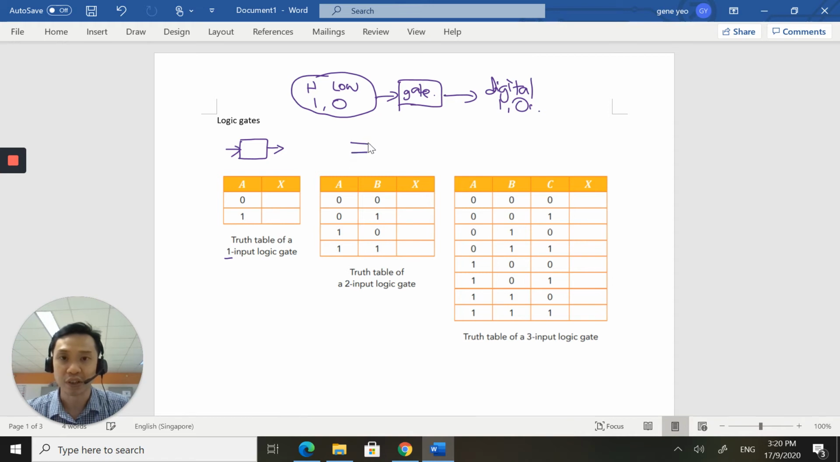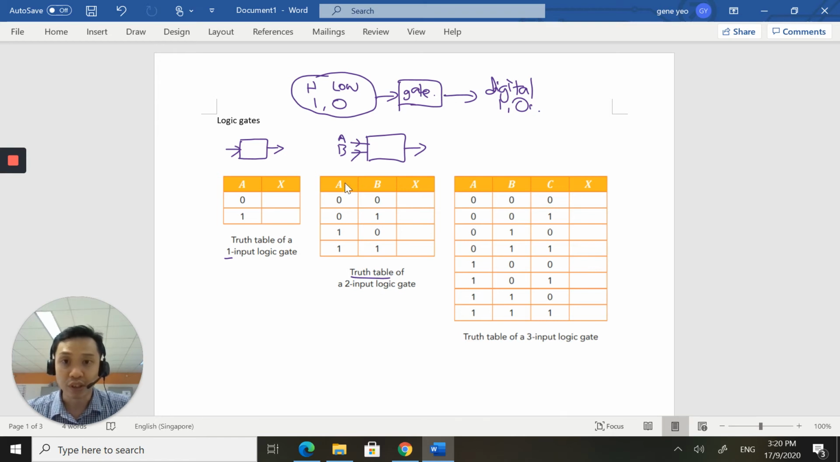There are two input logic gates. If I have two inputs going into a logic gate, I will have one output going out, always one output. In this case, I have two inputs, A and B. There are many different scenarios that we can have, and this is the part where you have to remember this pattern. It is always represented in a table, and this is called a truth table.